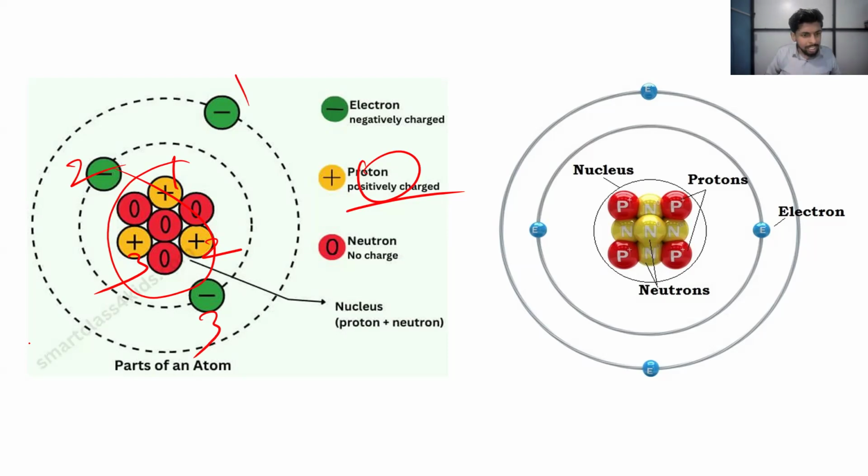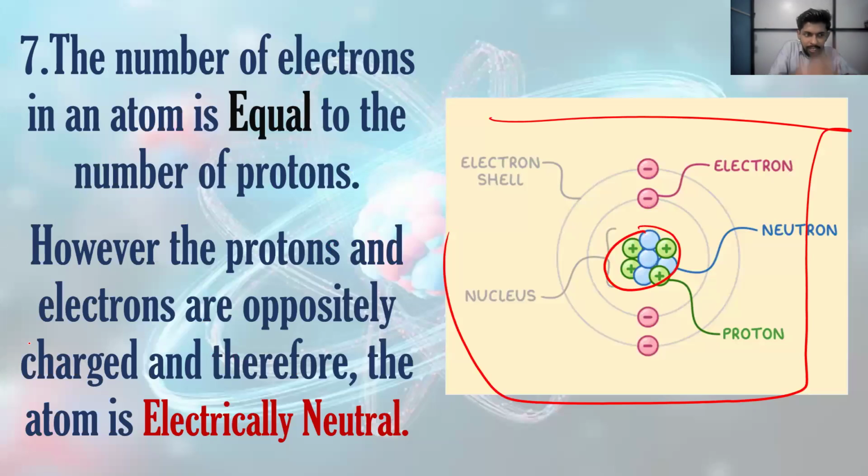So here Ernest Rutherford said that the number of electrons is equal to the number of protons. So the atom will be neutral, electrically neutral. There will be no charge for the atom.